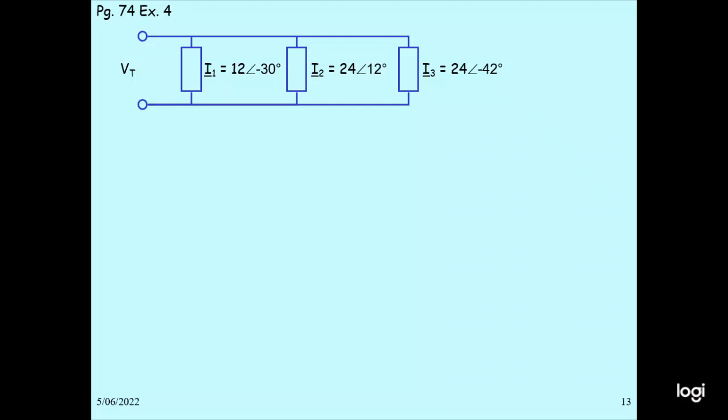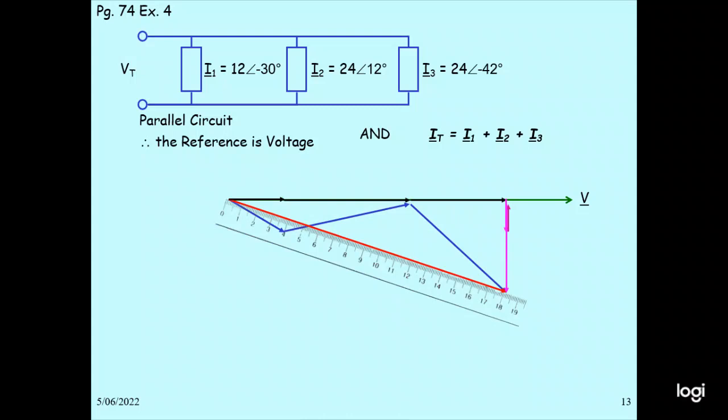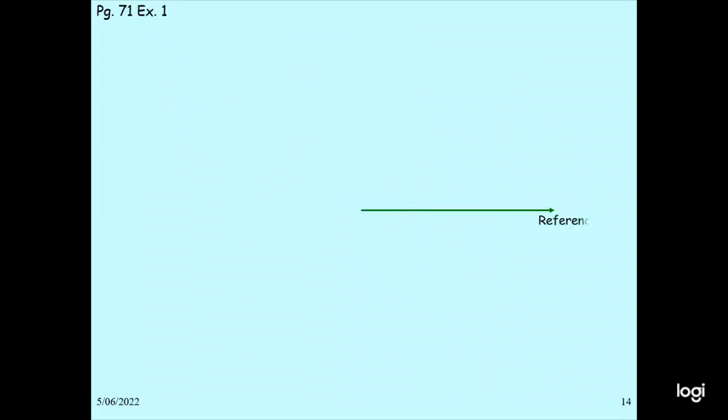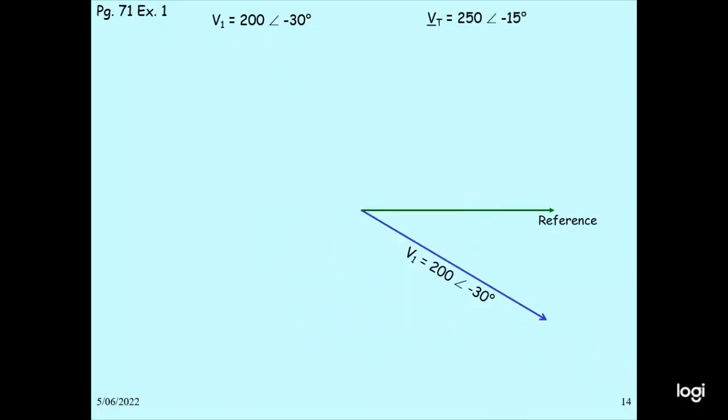Reference voltage. I is I1 plus I2 plus I3, you add like this. Then take the magnitude, this one. So when we measure this magnitude, there will be 54.45 angle minus 18.27. Next, this is the reference 200 angle minus 30, V1 is 200 angle minus 30, and V is 250 angle minus 50.